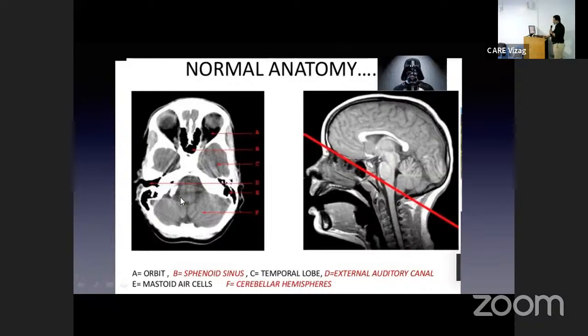As we start planning up, you have to see the symmetry, whether it's symmetric or not. So here the right side and left cerebellar hemisphere are not symmetric. Either your plane is not symmetric or there is an atrophy of the right or left side.